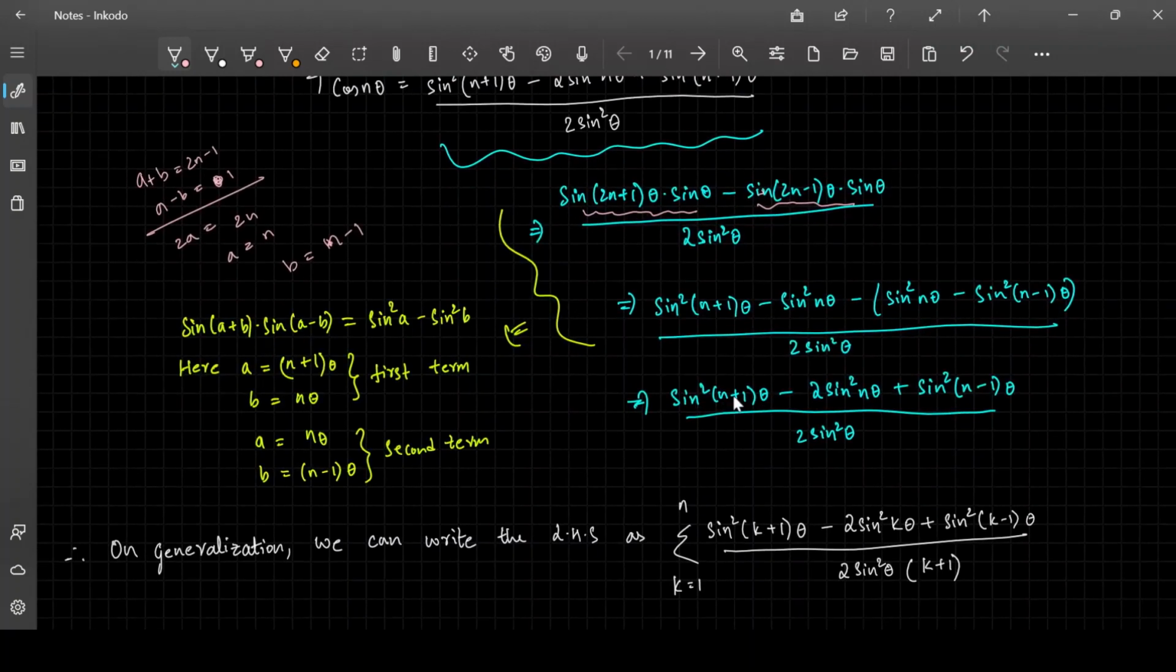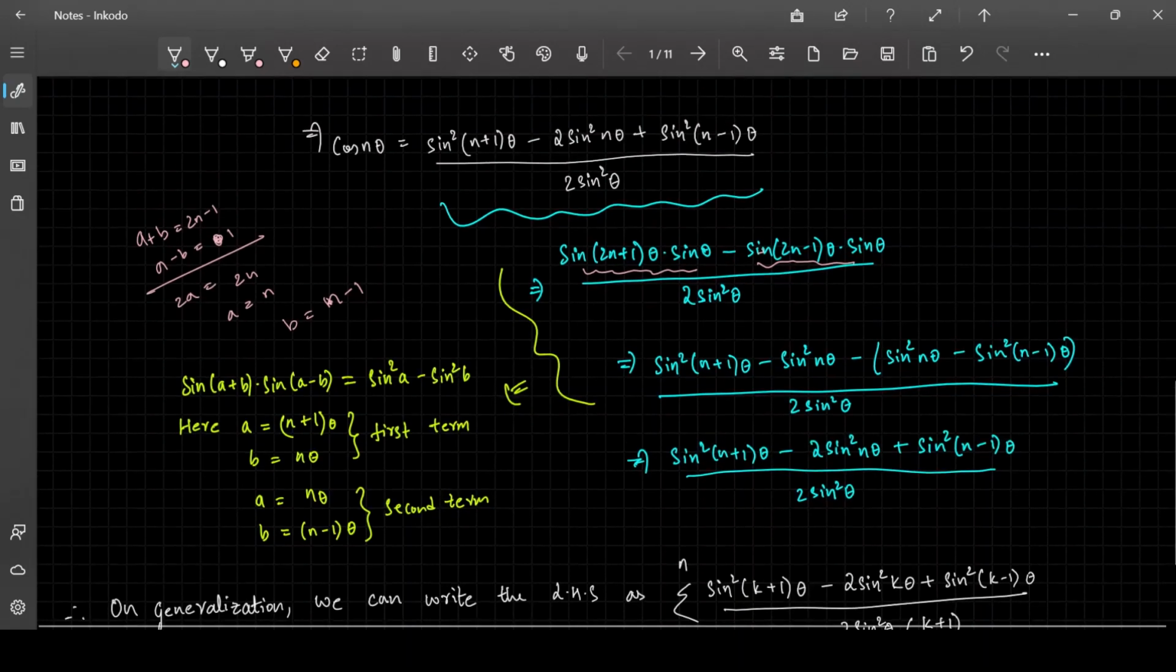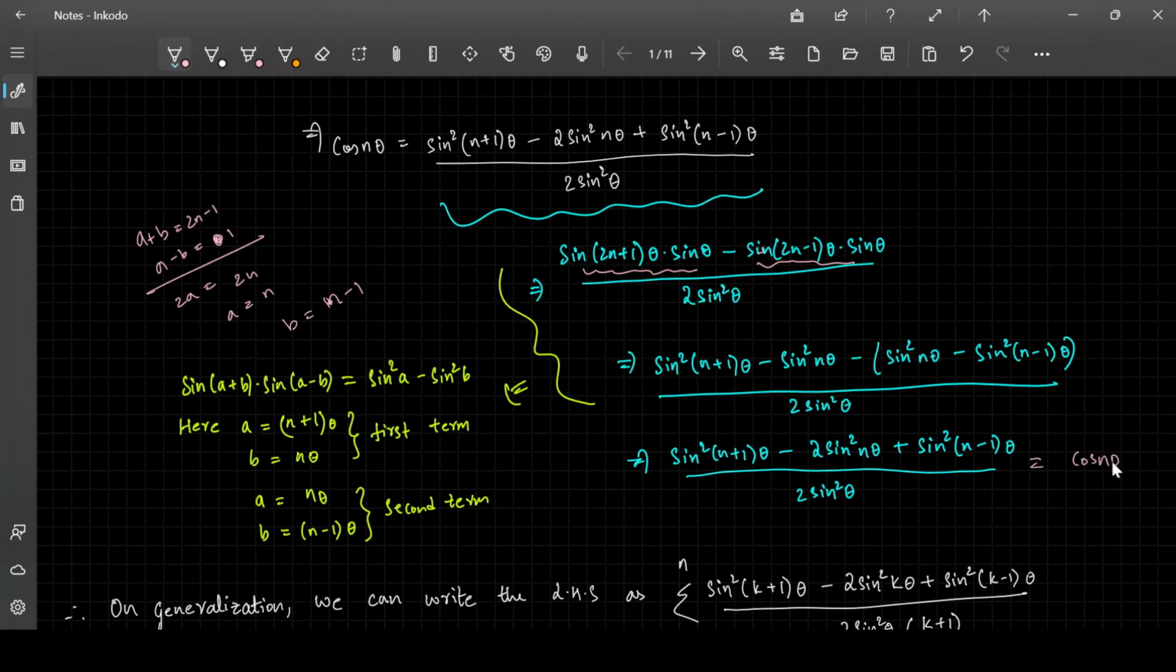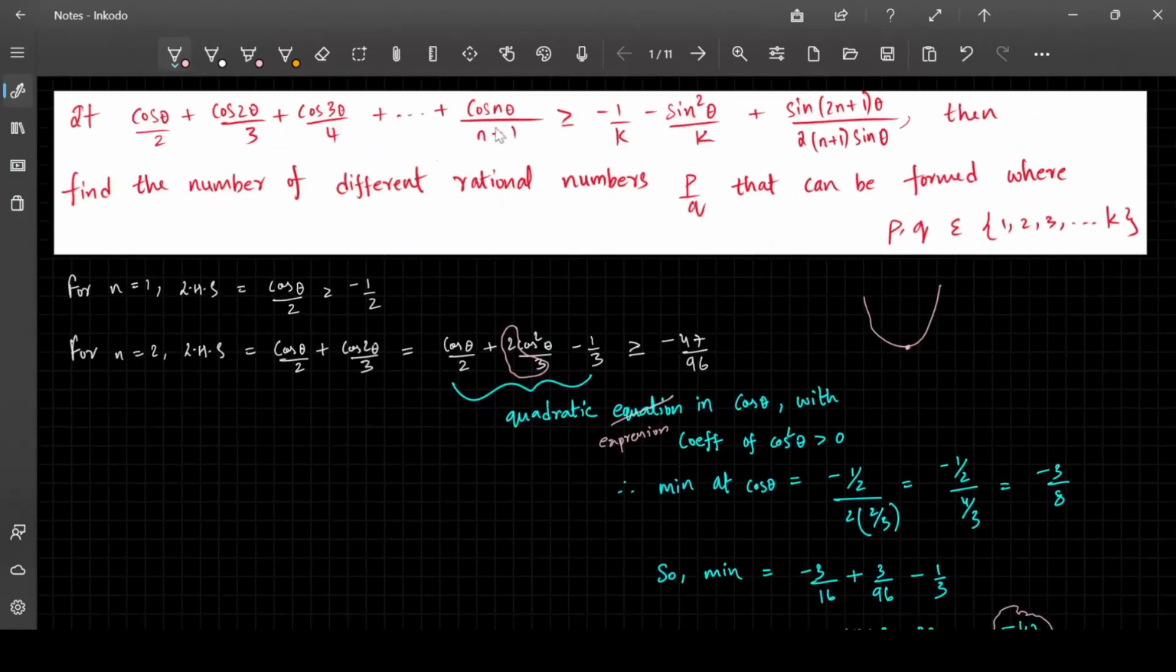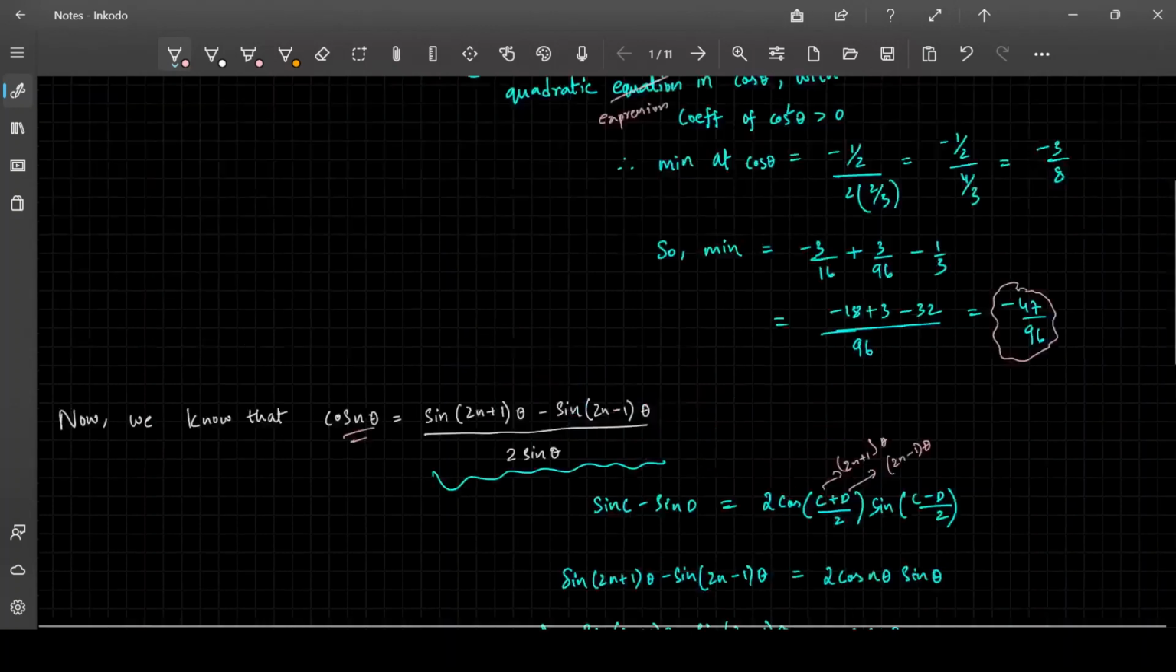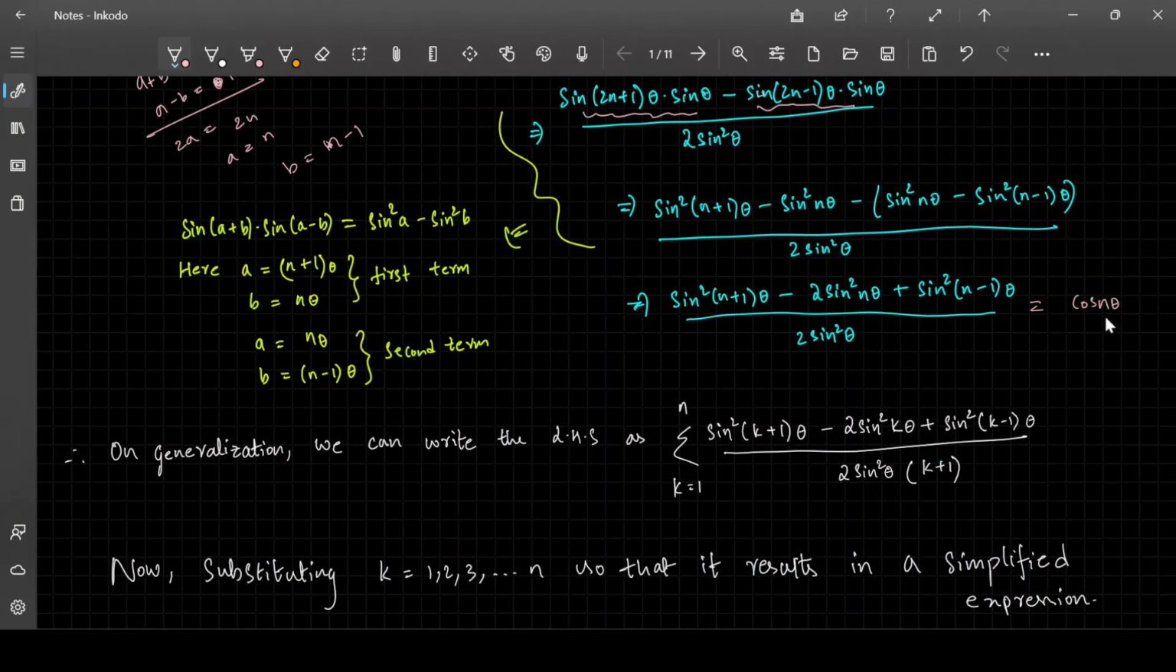So you can just write it as sine square of (n+1)theta minus 2 sine square n theta plus sine square of (n-1)theta, divided by 2 sine square theta. And what is this value? Actually this is cos n theta. So we must actually remember this. This is cos n theta, but in our generalized term Tn, we have n plus 1 in the denominator. So we need to divide this by n plus 1. So this is all about Tn, the nth term.